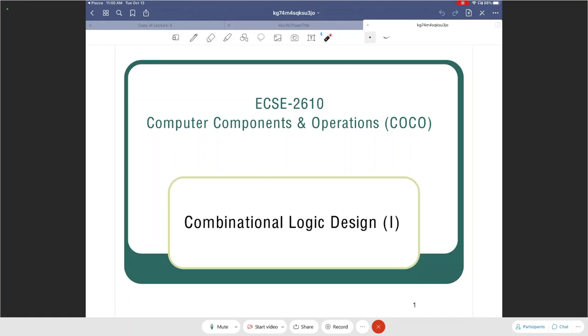All right. So the next two lectures will be about design of combinational logic. So there will be combinational logic design 1, and then of course we will have combinational logic design part 2. So in part 1, we will be focusing on combinational components such as decoders, encoders, and also tri-state buffers. And in part 2, we will focus on multiplexers, adders, multipliers, and so on.